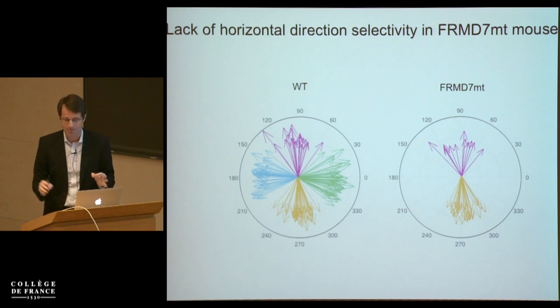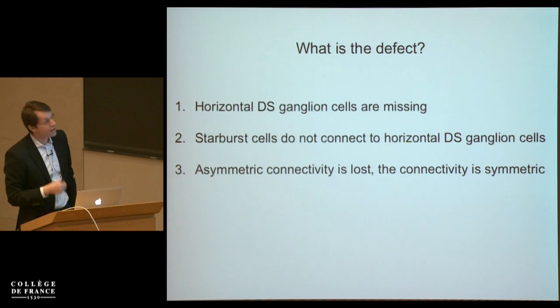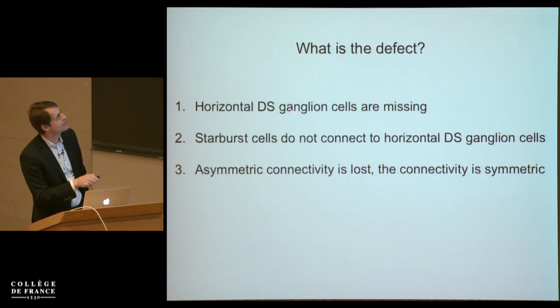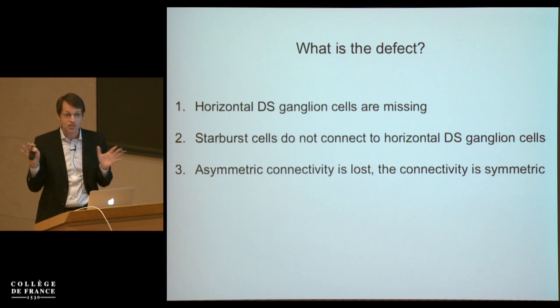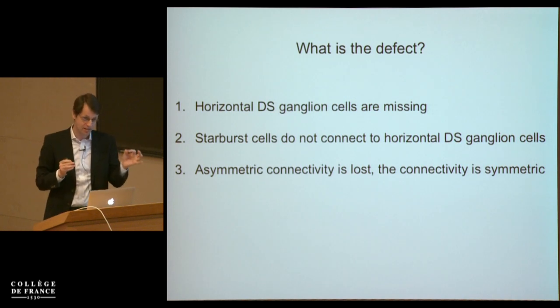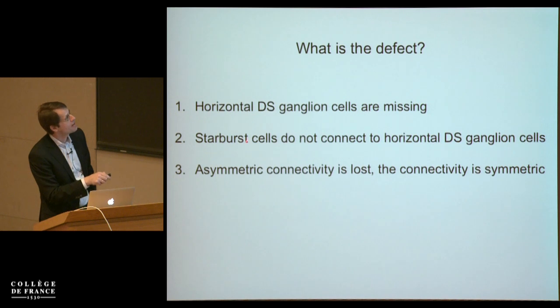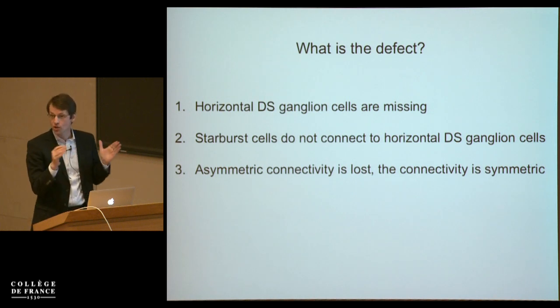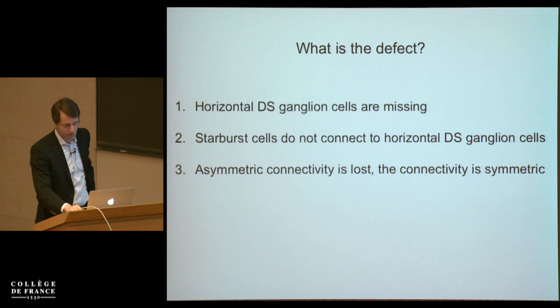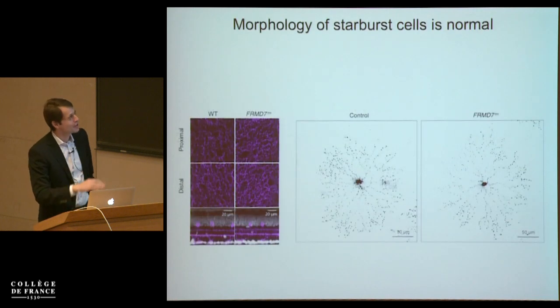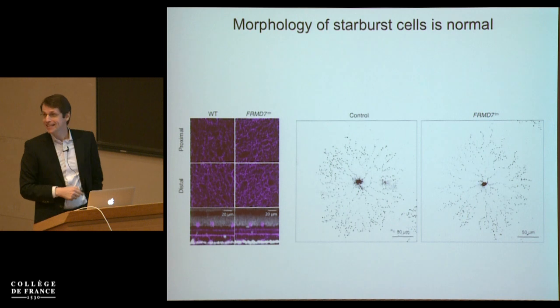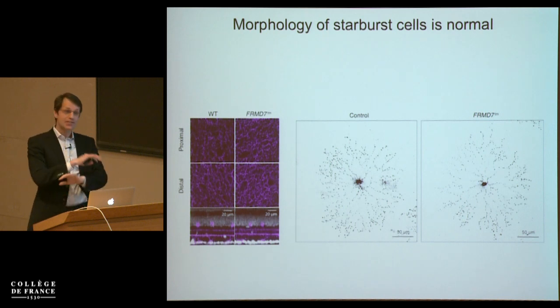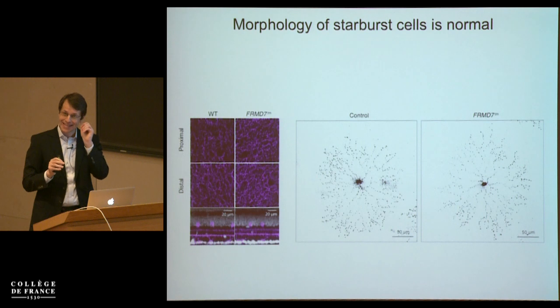The question is, what is the problem? So there are 3 possibilities. One, that the horizontal direction selective ganglion cells are missing, which is unlikely because the mutation is expressed in the starburst cells. The second is that starburst cells do not connect to the horizontal ganglion cells. And the third, that the asymmetric connectivity I showed you is lost in the horizontal domain but present in the vertical. And I want to show you that indeed it's the last one, so that everything is perfect except the connectivity strength, which is problematic.